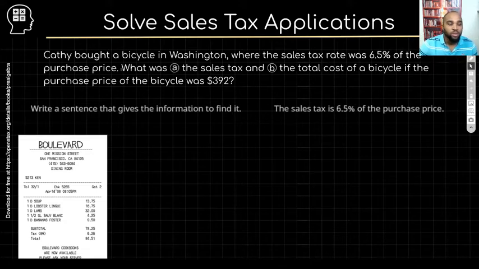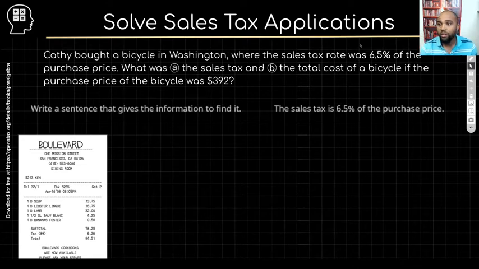So here's our first one. Kathy bought a bike in Washington where the sales tax rate was 6.5% of the purchase price. What was the sales tax and what was the total cost of the bike if the purchase of the bike was $392? So she bought a bike for $392 and she knows that the tax rate is 6.5%. Two questions. What's the tax? How much money did she spend on tax? And what's going to be the total cost of her bike?